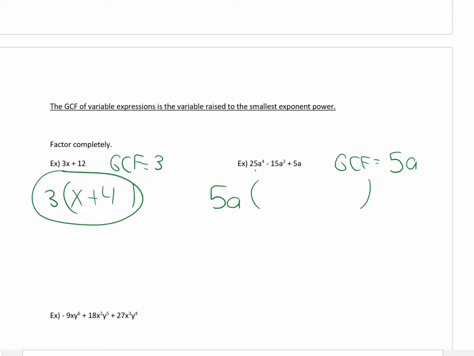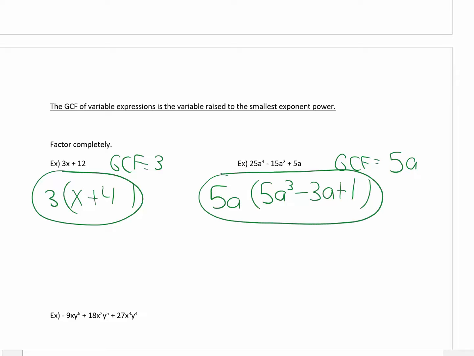I will divide 5a into each one of these terms. 25a to the fourth divided by 5a, that is 5a cubed. Remember, when you divide exponents, you subtract the powers. 4 minus 1 is 3. 15a squared divided by 5a, that is 3a. And 5a divided by 5a, no, that is not 0, that is 1. Going inside the parentheses, I cannot factor any further, and we're done here.